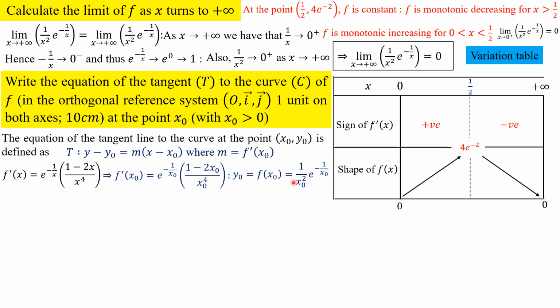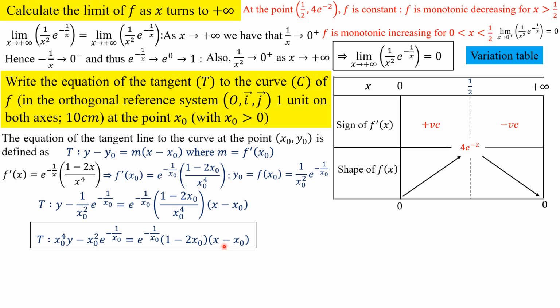So f of x0 becomes, just replace, since your f of x is 1 over x squared e raised to the power negative 1 over x, you replace x with x0 and you get 1 over x0 squared e raised to the power negative 1 over x0. So you just replace the various unknowns into the tangent. I get the line to be y minus y0, this is m, into x minus x0.